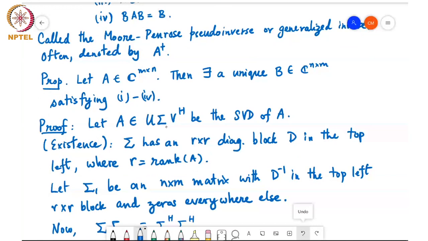So this sigma here has an R cross R diagonal block D in the top left, where R is equal to the rank of A. So that is our standard SVD. Let sigma 1 be an N by M matrix, with D inverse in the top left R cross R block and zeros everywhere else. So this is of size N by M.